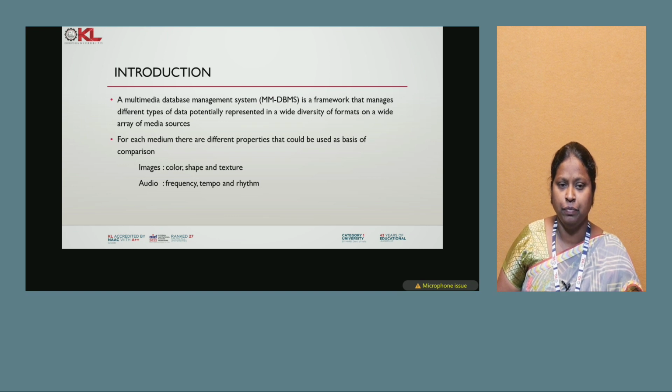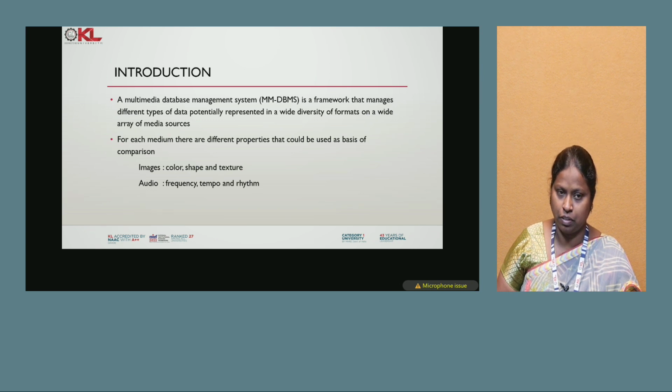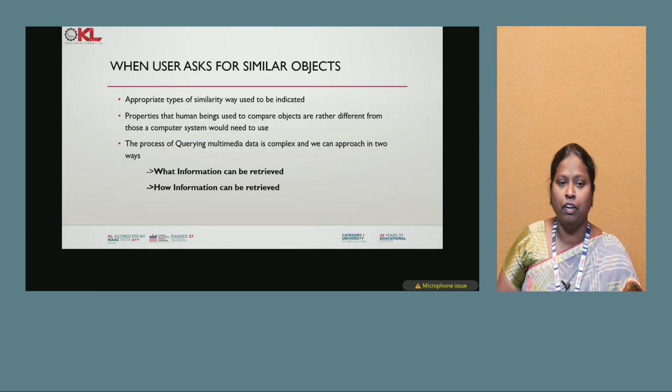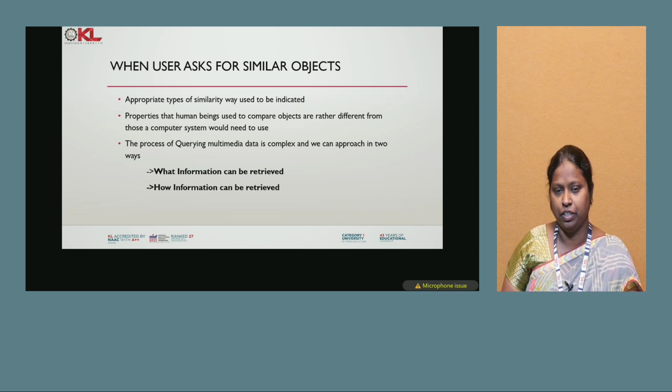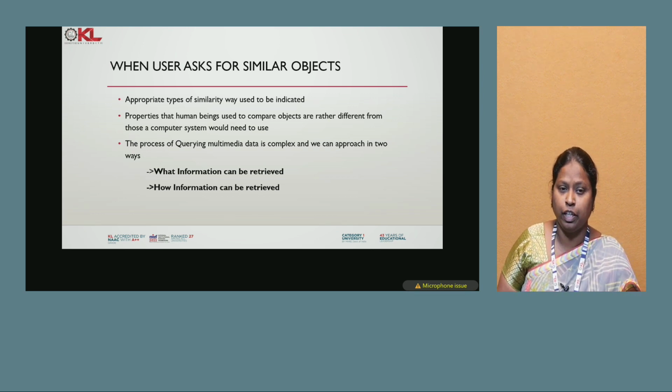For each medium, there are different properties that could be used as a basis of comparison. First, for images, that is color, shape or texture. Next, for audio, that is frequency, tempo and rhythm. When users ask for similar objects, the appropriate type of similarity needs to be indicated. Properties that human beings use to compare objects are rather different from those a computer system would need to use.